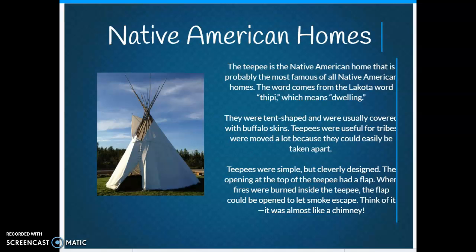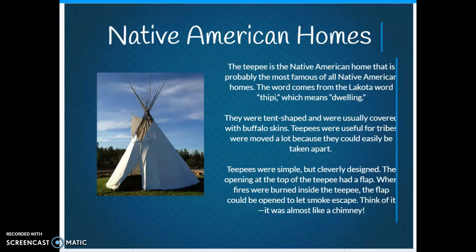The teepee, as it says in this first paragraph here, is probably the most famous of the Native American homes. You can see here it comes from the Lakota word tipi, which means a dwelling or a place to live. These tent-like structures were typically covered with buffalo skins. Now, this is a pretty massive structure. Some of these were like 9, 10, 12 feet tall, so that's quite a few buffalo skins to go across that, although buffaloes are fairly large as well.